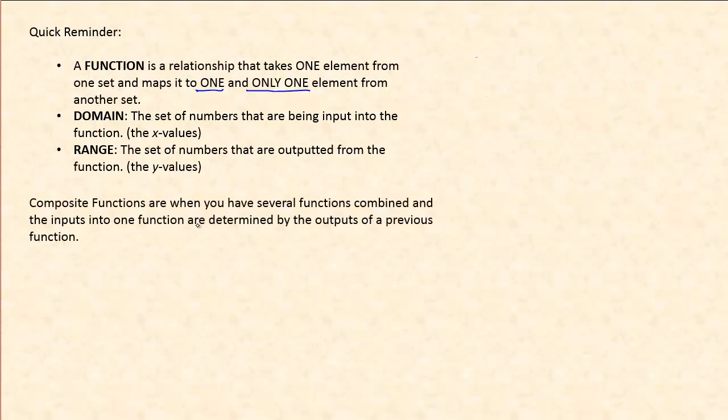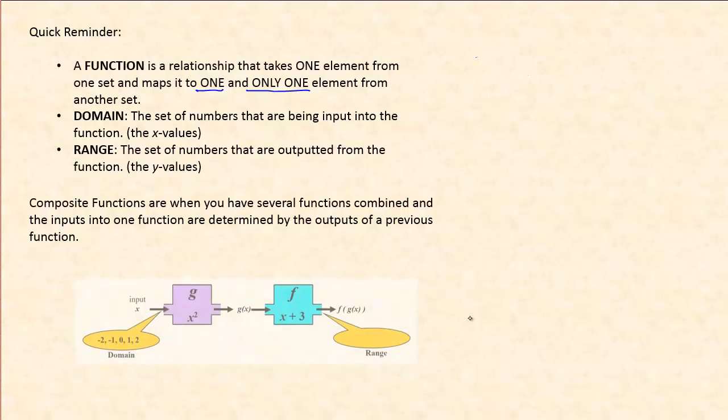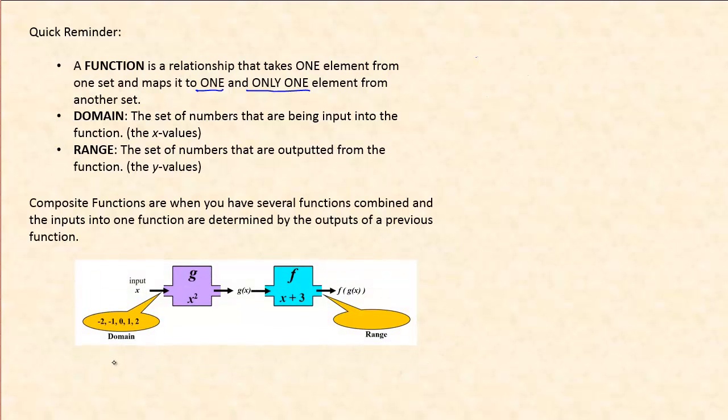Composite functions are when you have several functions combined and the inputs into one function are determined by the outputs of a previous function. So here's a diagram that shows that. So here we have a domain, and these values are going to be input into this function called g. And g does something to these values. We can see what it does just here. And there's an output here.